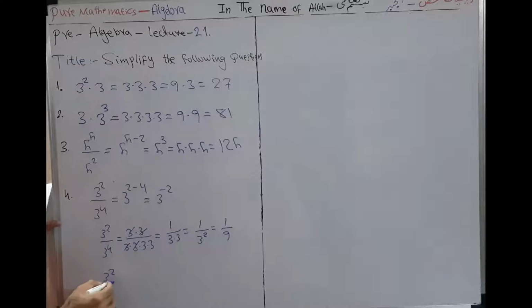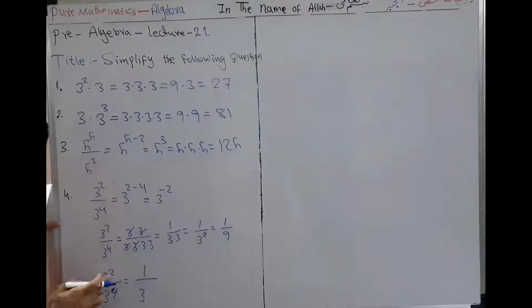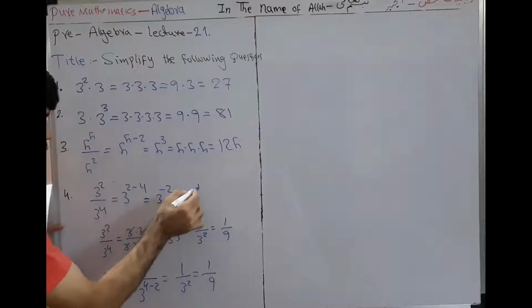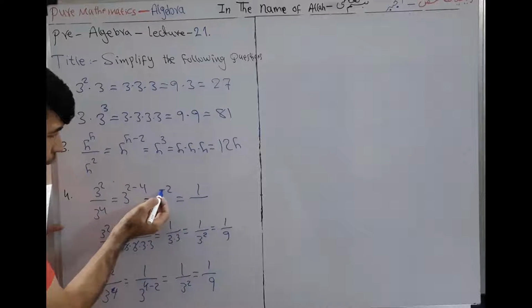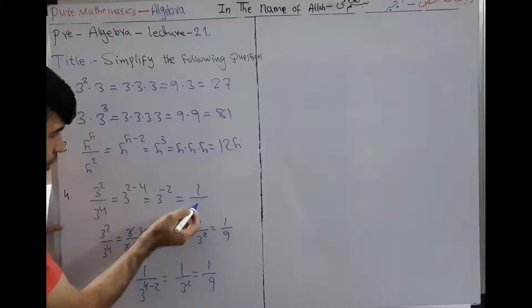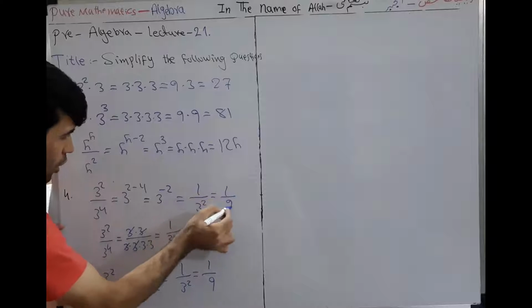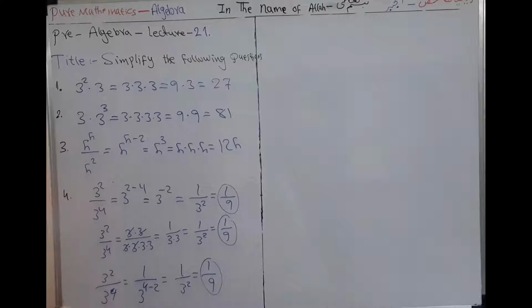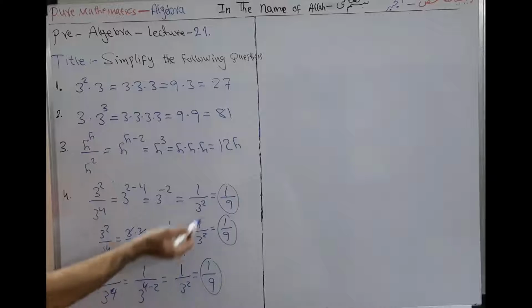9. Also we can use this rule, 3 to the power 2 over 3 to the power 4. Here the exponent of numerator is less than the exponent of denominator, then we can write 1 over 3 to the power 4 minus 2, it is equal to 1 by 3 to the power 2, it is equal to 1 by 9. Also, if the exponent is negative, then we can write 1 by 3 to the power 2, it is equal to 1 by 9. All results are the same, here also 1 by 9. One question we solved in three methods, we get the same result.